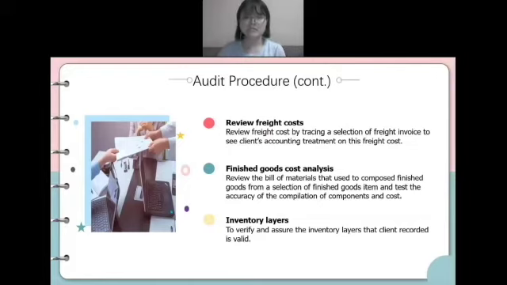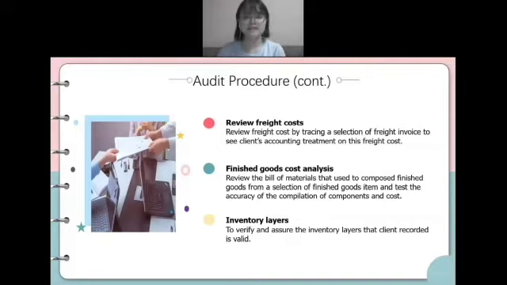Finished goods cost analysis. If the finished goods occupy a large part of the inventory valuation, we need to review the bills of materials. We need to see what types of materials are used in this finished good and the cost it incurs on these materials.